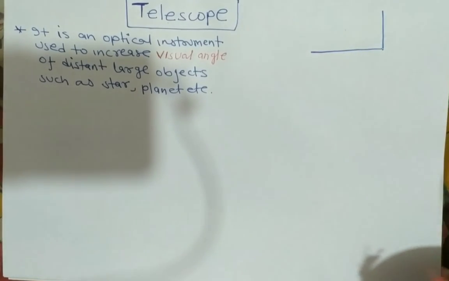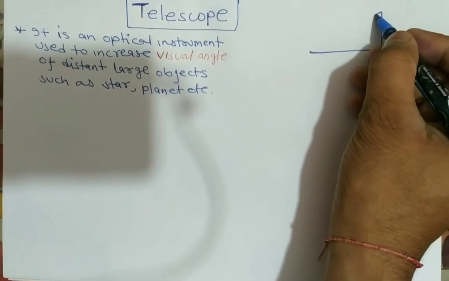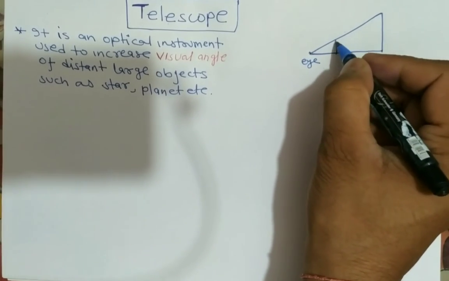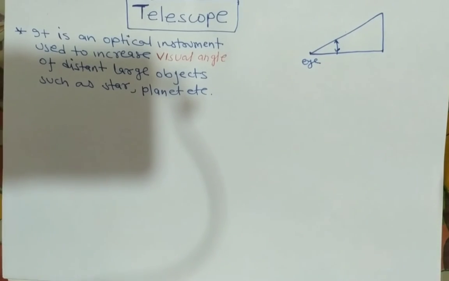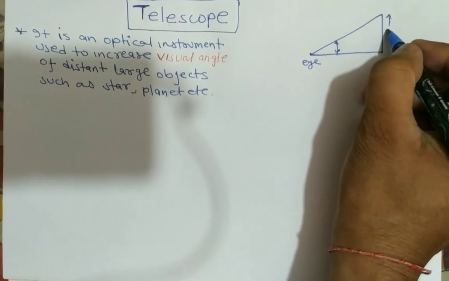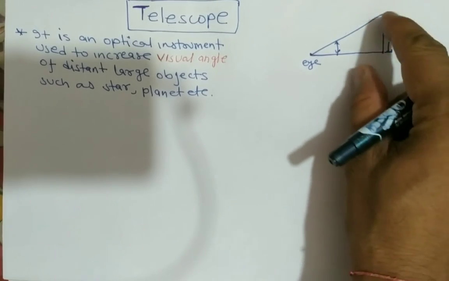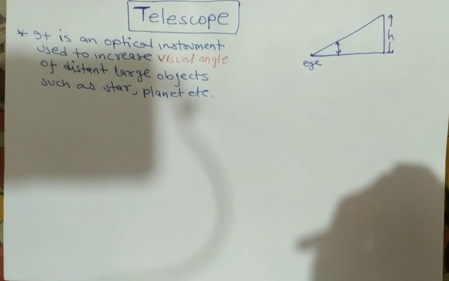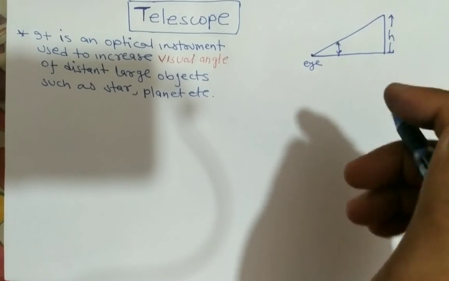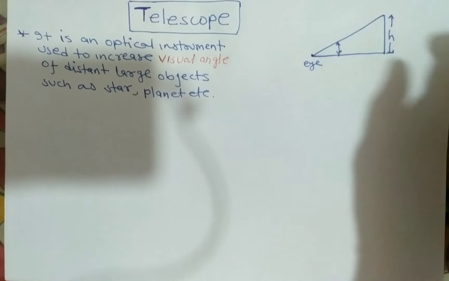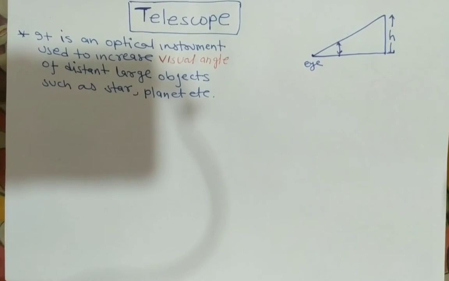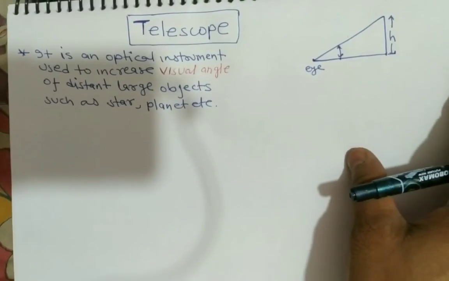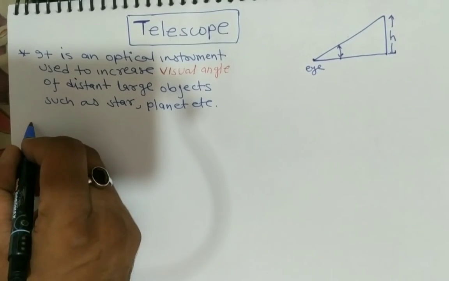If there is an object and here is the eye, then the angle made at the eye, the angle subtended, is the appropriate word. Let the height of the object be h, then the angle subtended at the eye is called the visual angle. The purpose of a telescope is to increase this visual angle. For this we define a term called magnifying power, as we have discussed in the microscope section.